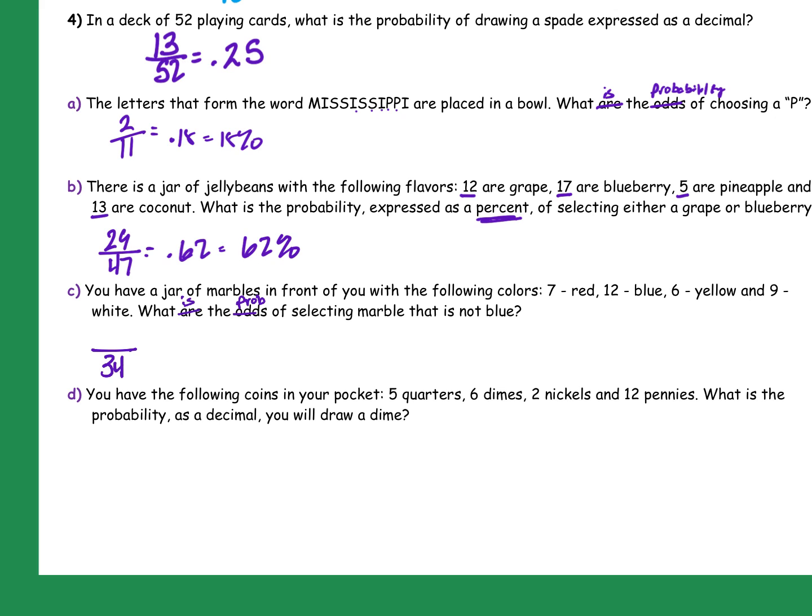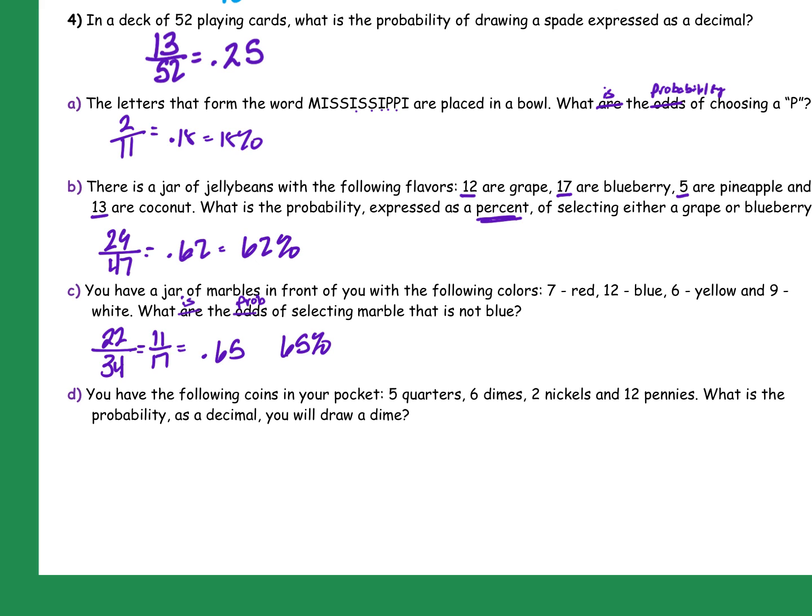This wants to know the probability of selecting a marble that is not blue. So any color but blue. How many marbles are any color but blue? 22. So 9 plus 6 is 15, plus 7 is 22. So that simplifies to 11 out of 17. And then it doesn't say, so I put that as a decimal, which equals 0.65. So that's 65% of drawing something that's not blue. That's because there's only 12 of the 34 that are blue, so most of them are not blue.